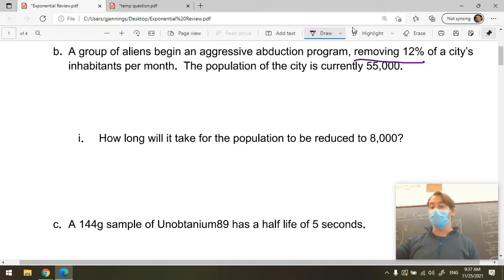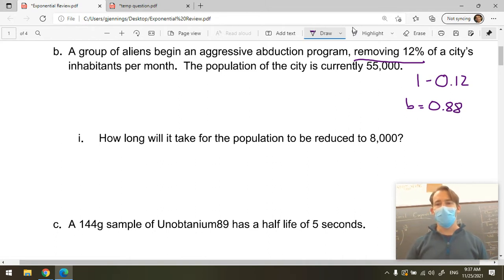That means there's 12% less each month. So this growth factor is going to be 1 minus that as a decimal. That's their growth factor. B is equal to 0.88, which is a number that you would like quite a lot if you were superstitious in the Chinese way.